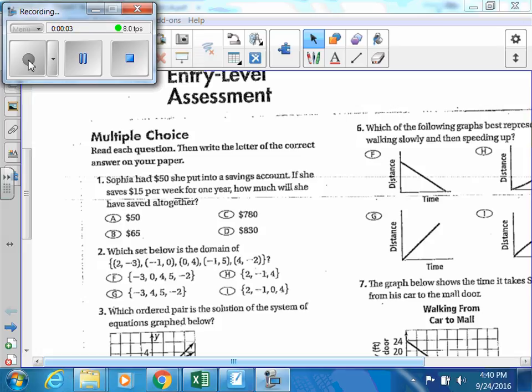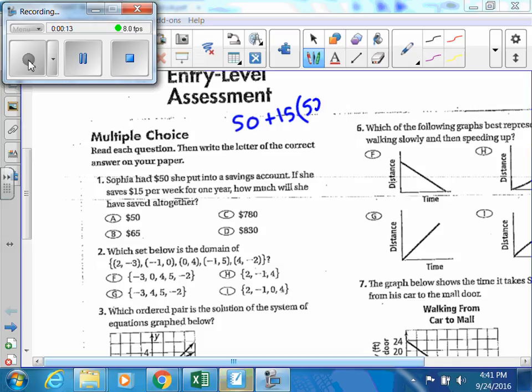All right, so this first question here, right now Sophia has $50 in her savings account, so we have $50. We're going to add $15 per week. There are 52 weeks in a year, and we're going to see how much money she has after 1 year. 15 times 52, you're going to work that out. You should get $780. We're going to add the 50 to that afterwards because we have to do order of operations and multiplication first. And you're going to get $830. So that's how much money she has after the first year.